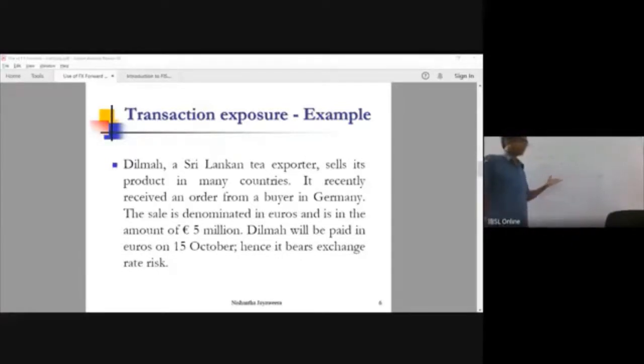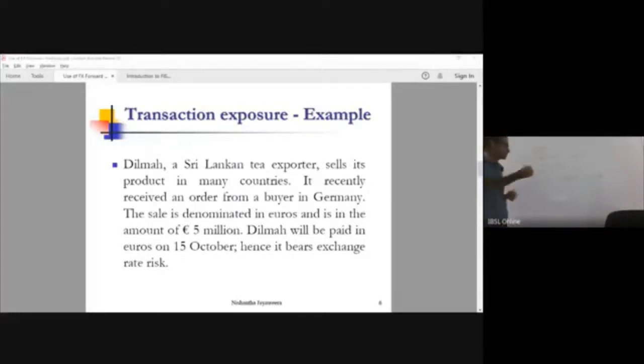What's the problem? He calculates this price assuming that for 1 euro he will get 210 rupees. But now for each euro he gets only 200 rupees. He may not be able to recover his cost. So this is the risk. This is an example of transaction risk.